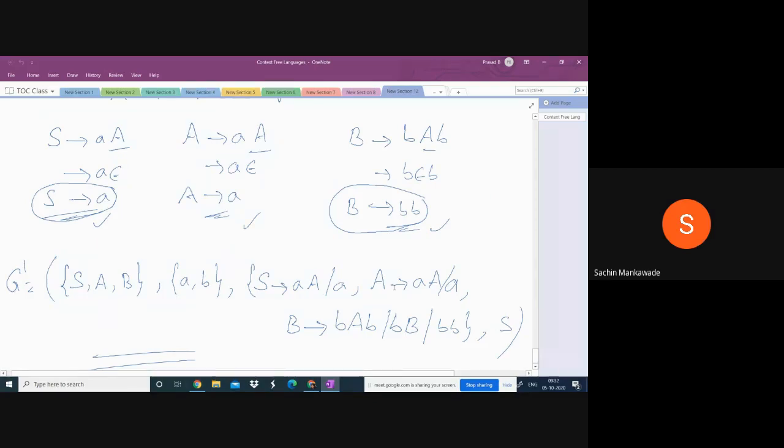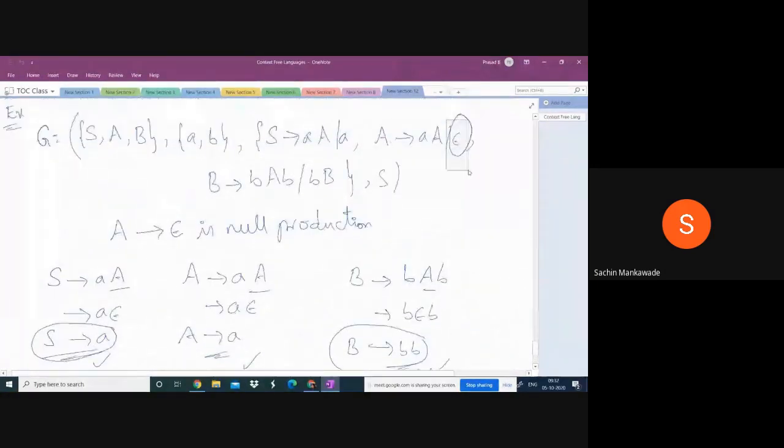Eliminating null productions. Anybody has any doubts in this? So to eliminate the null production, suppose B derives epsilon is the null production. Then wherever B is on the right side, in that B place we substitute epsilon, and we will get new productions. Then those new productions will be added to the grammar. Then we delete this null production.